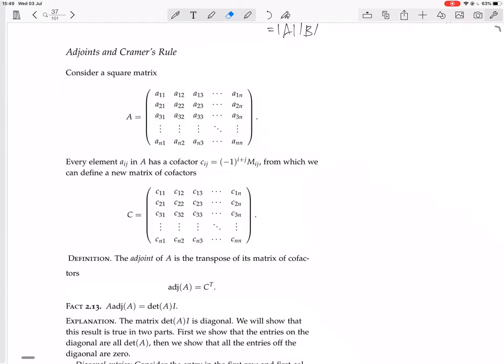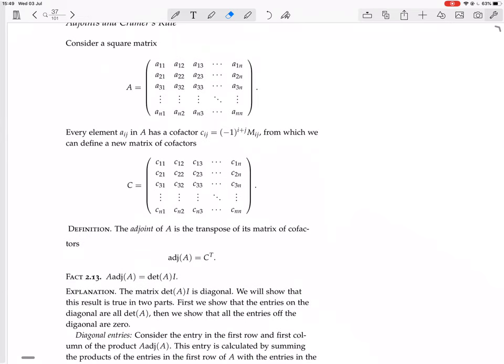The matrix of cofactors is called the cofactor matrix. We'll call it C. The adjoint of A is the transpose of its matrix of cofactors. So the adjoint of matrix A is the transpose of this matrix, which seems a bit arbitrary, but we'll see why that's important now.